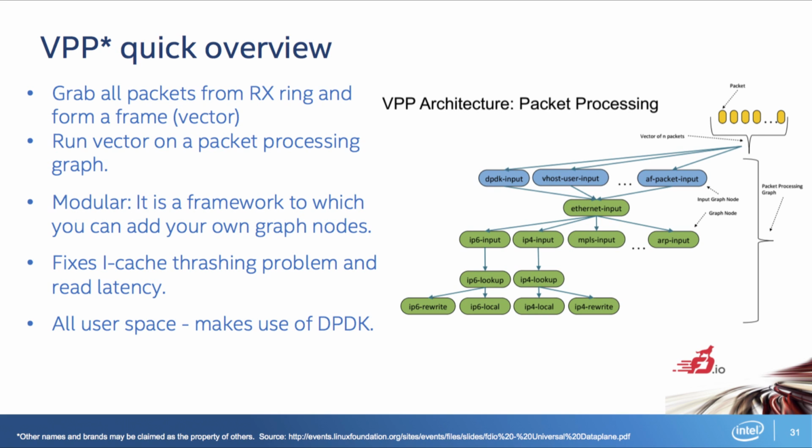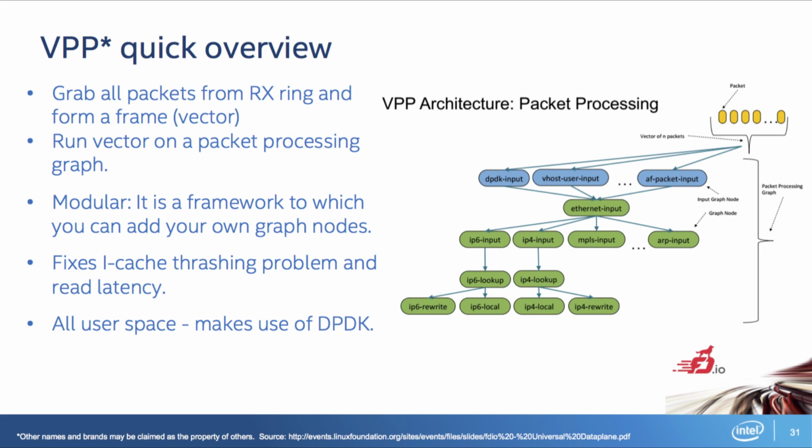Every node performs a specific operation on the vector. And one of the input nodes to this graph can be, as you can see in the diagram, a DPDK input.